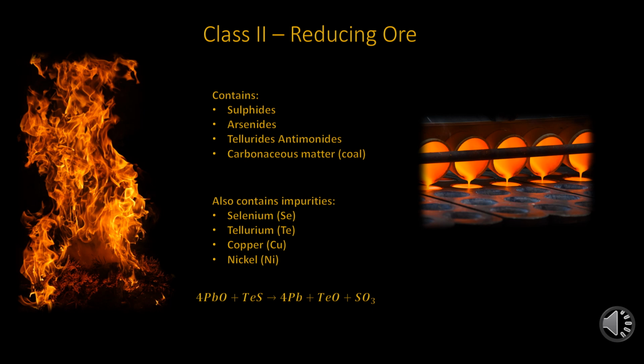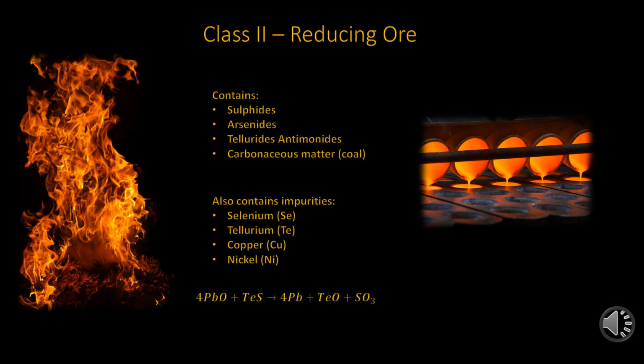The example equation shows the reaction with tellurium. The lead oxide is reduced to elemental lead. The oxygen atom combines with the tellurium and the sulfur atom as well, which forms a sulfide ion.